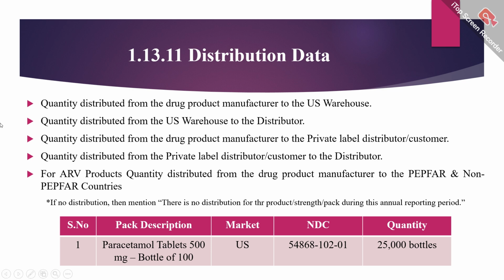See here. If there is no distribution for any count, strength or pack, then we have to mention that there is no distribution for this product throughout this annual reporting period. See here, like this, we will submit the serial number, pack description, market, US market, and NDC code. It is an 11-digit code or 10-digit code, and the quantity, how many bottles or how many tablets we have distributed.